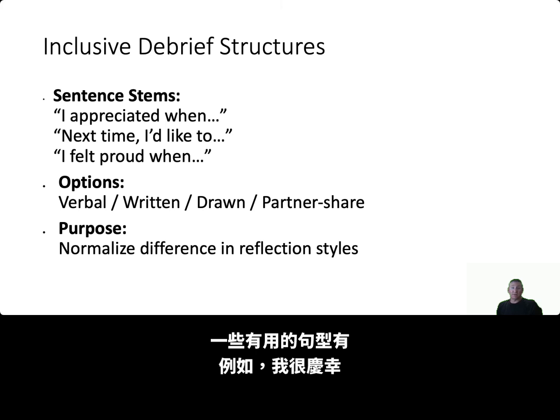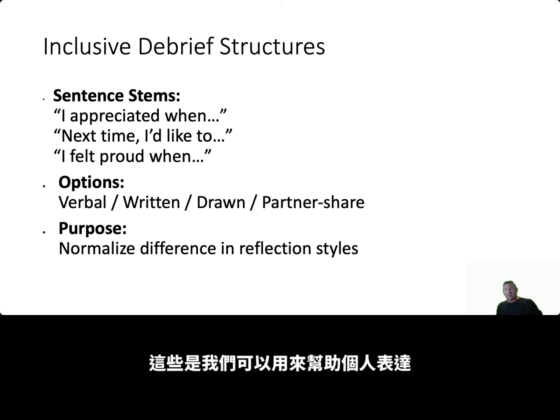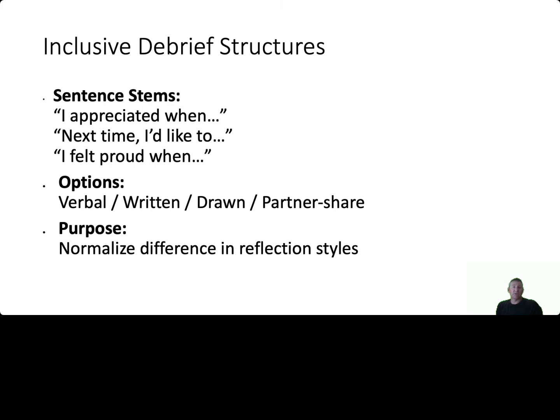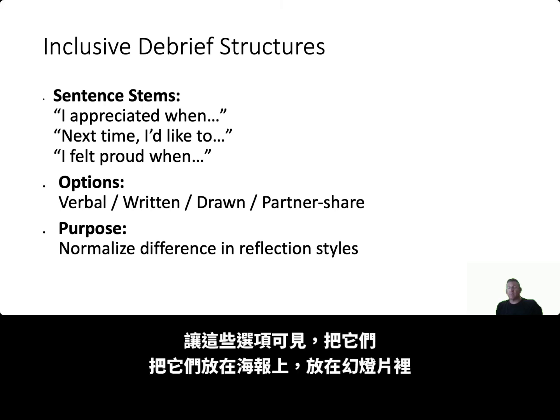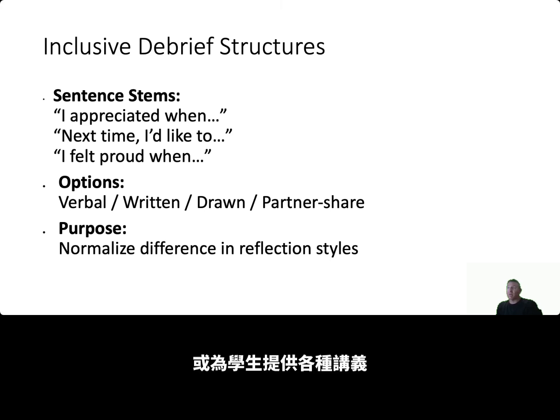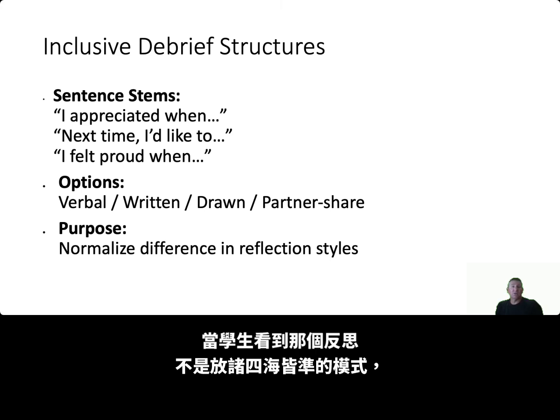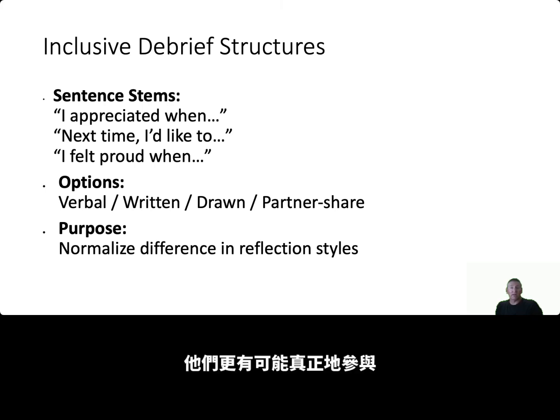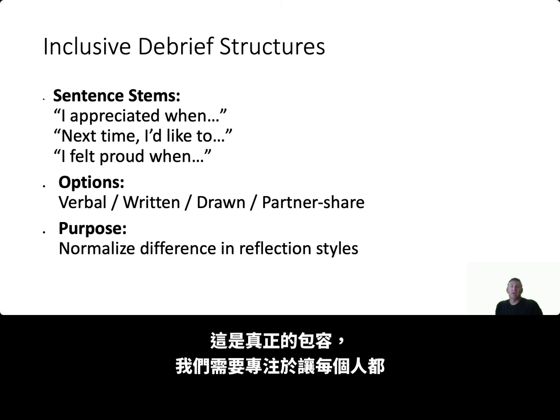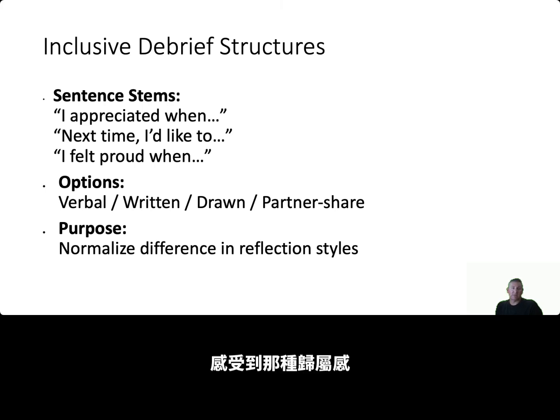Some useful sentence starters include things like, I appreciate when, or I felt challenged by, next time I want to try. These are things that we can use to help individuals articulate their thoughts and thus their emotions. Make these options visible. Put them on a poster, put them in a slideshow, or provide students with various handouts. When students see that reflection isn't a one-size-fits-all model, they're more likely to engage authentically. This is real inclusion that we need to focus on for everybody, to feel that sense of belonging.